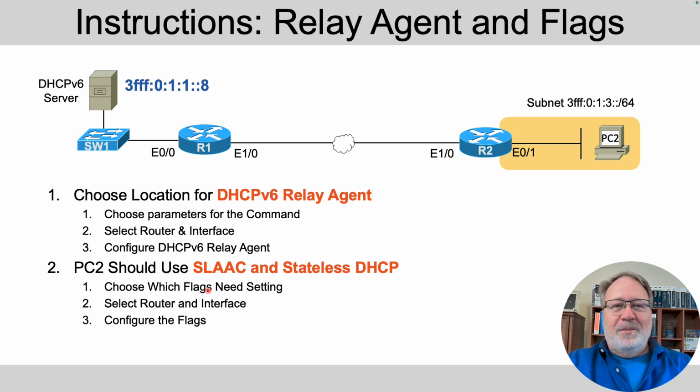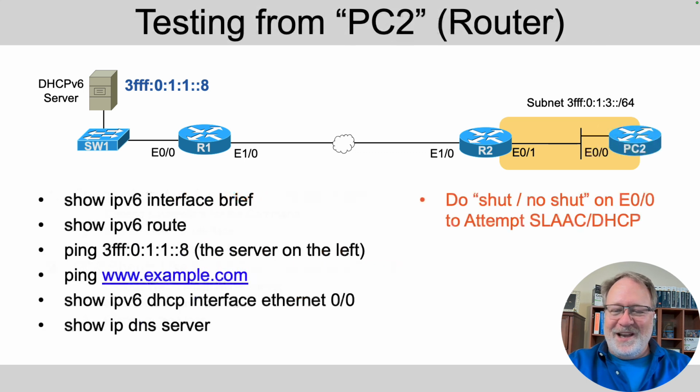Go do it, but the more interesting part, honestly, in this lab is checking out to see if it actually worked, all right? So for that, let's talk about it. One of the first things you want to do for testing is go to PC2, and if you'll do first a shutdown and then a no shutdown on its interface, that'll kickstart the process for it to use SLAAC and DHCP to complete all of the processes, all right, just to make sure it's made the attempt. Then use some show commands and ping commands to test.